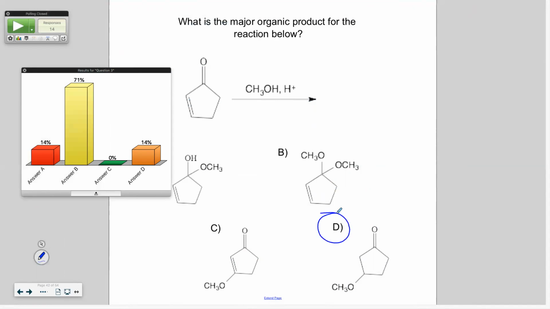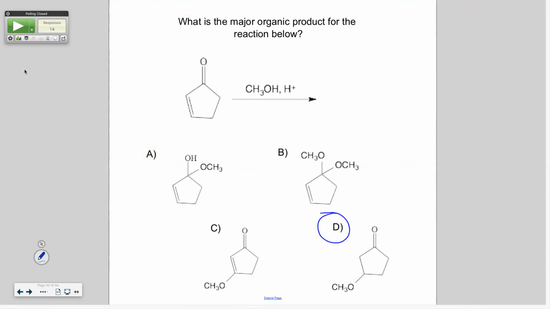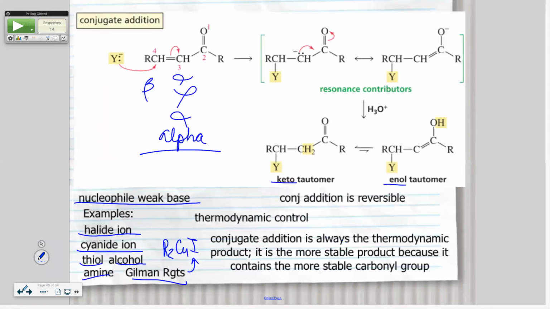I was worried for today. Why is it D? It's D because it's an alcohol base. Yes, because it's a weak base. That's why you don't get the ketal. Okay, you actually add to the beta carbon. Okay, so look, I'm going to go back. Look, alcohols add to the beta carbons.